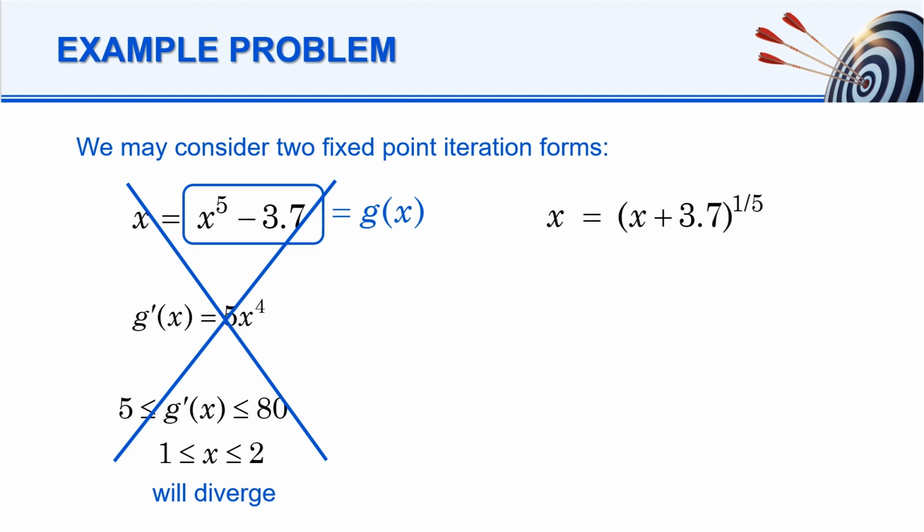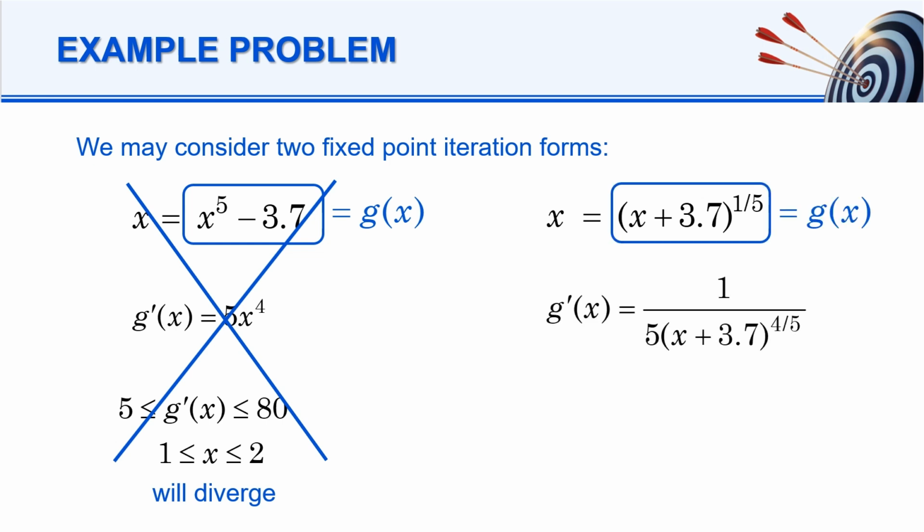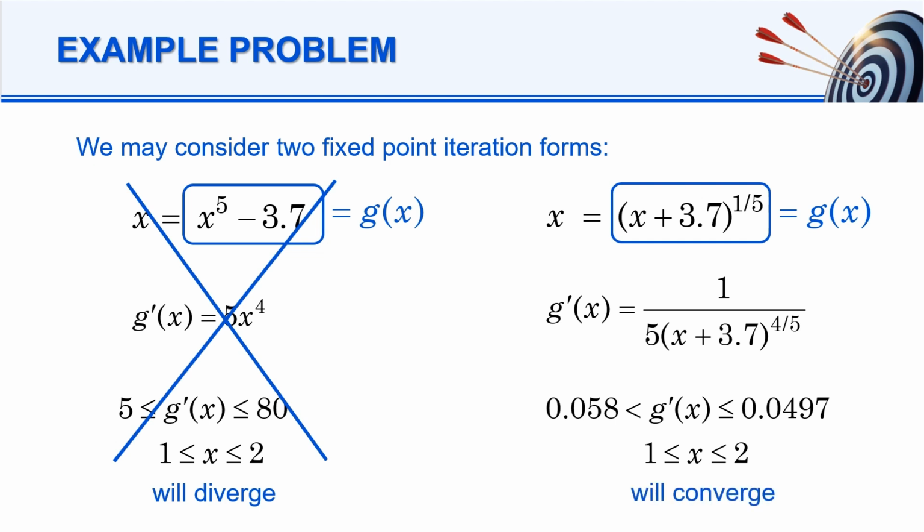The second form is obtained by first isolating x to the fifth. The right-hand side becomes g(x). Its derivative is found as follows. We note that g'(x) for x values from 1 to 2 is less than 1. Therefore, this form of g(x) will converge with any initial guess in this interval.